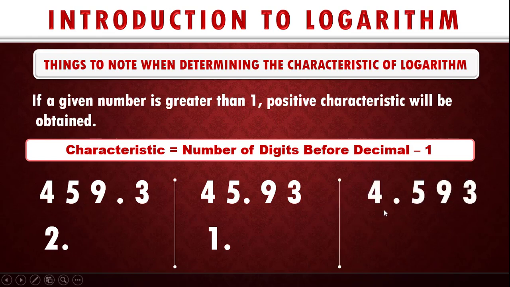Okay, this one now we have 4.593. In this particular one, ask yourself the question, is this number greater than 1 or less than 1? So 4 is greater than 1. All you need to do there is to count the number of digits before the decimal. If you count it, we only have 1 digit before this decimal. So we say 1 minus 1 and we get our characteristic there to be 0.